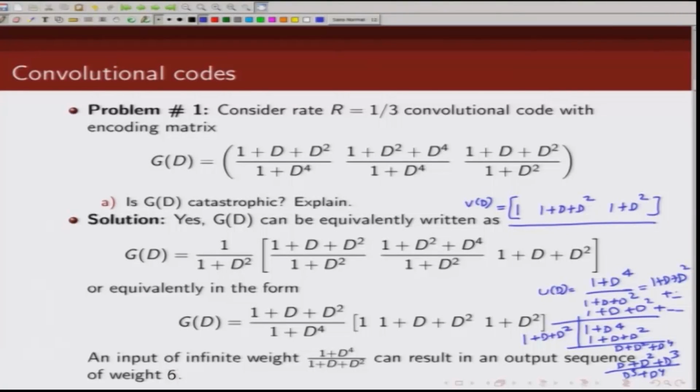The input is an infinite series, 1 plus d square is essentially an infinite series. We can expand it like that, whereas the output is a finite series. It is just 1 plus d square, and the third bit is 1 plus d square. So, you can see the input has lots of ones in it, but the output has finite ones. So, this is a case of a catastrophic encoder.